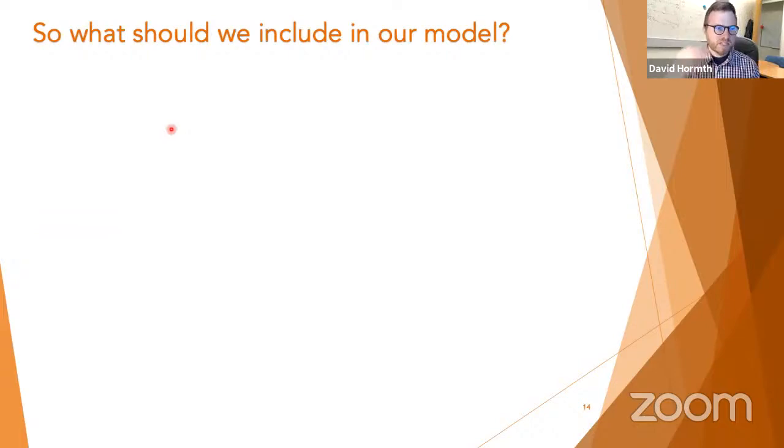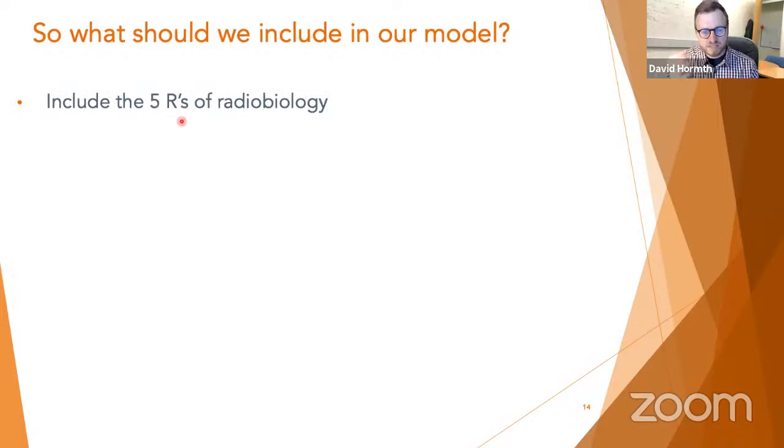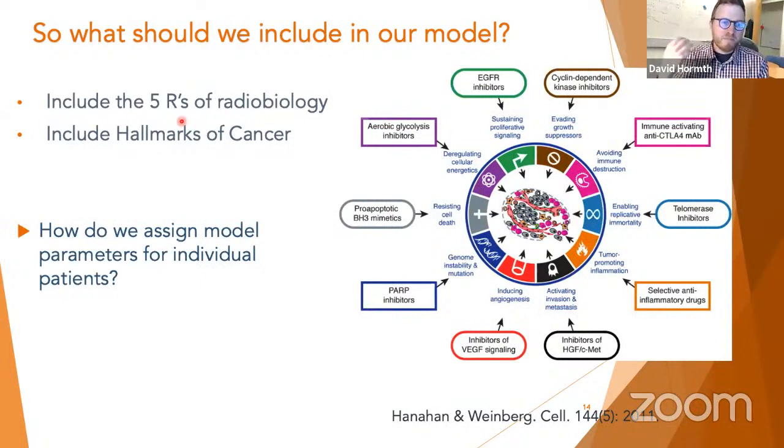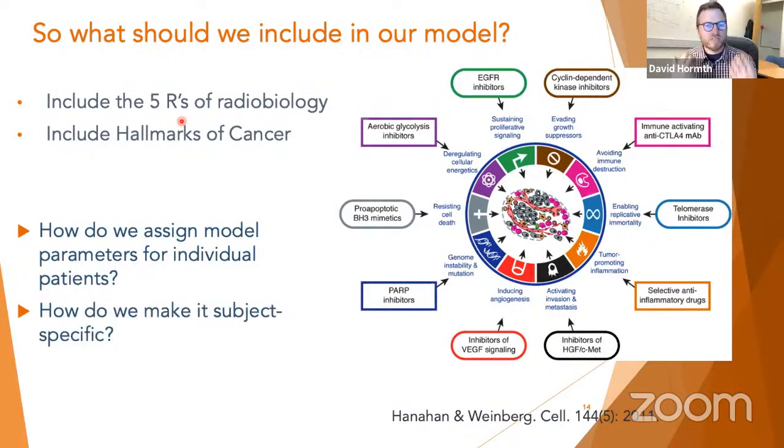So what things should we include in the models that we're building? We could consider including all these 5 R's of radiobiology. We could also consider including maybe the hallmarks of cancer. But one of the big questions we have when going into model building is how are we going to assign model parameters for individual patients? How are we going to make these models subject specific?